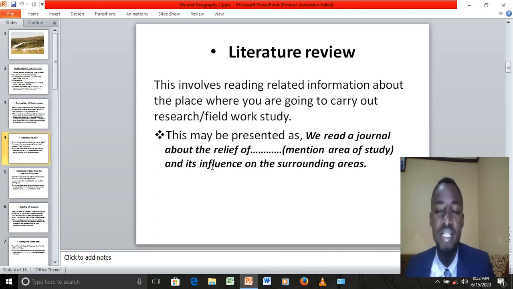So how may you present it? You say, we read a journal about the relief of, you mention the area where you're going, and its influence on the surrounding areas. Maybe the relationship there could be about relief and land use. So when you go to the field, you go well knowing what is there.